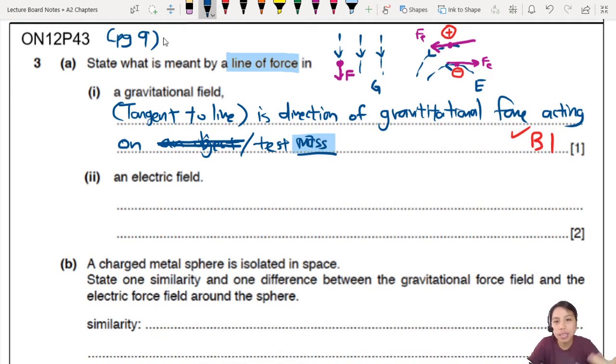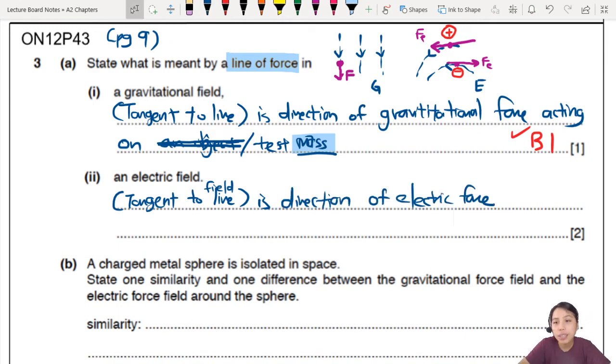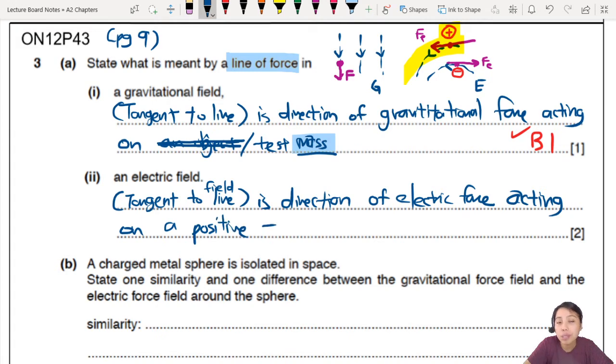Tangent to the line or the line is the direction of electric force. Now what do you say acting on the charge? But you must specify, is it a negative charge or positive charge? So here we define direction of electric field is where a positive charge will go. Hence, we define it so we don't confuse ourselves too much. Acting on a, so you must say a positive. Positive is an important word. Positive test charge. Okay, so that's the differences between both. Almost the same, except that electric field, you can either follow the field or go against the field depending on your charge. This one got 2 marks.